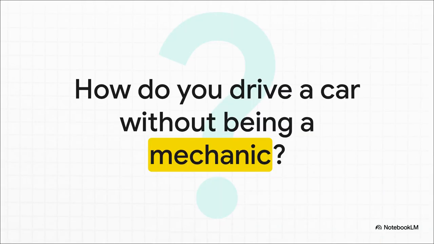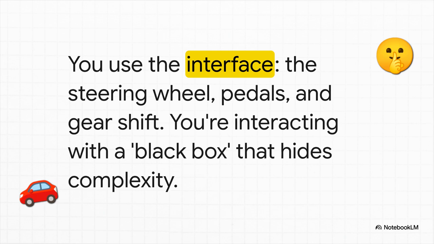Let's start with a question that, believe it or not, gets right to the heart of this whole thing. How do you drive a car without being a mechanic? I mean, think about it. You don't need to know a single thing about internal combustion or gear ratios to pop over to the store, right? Of course you don't. You just use the interface. The steering wheel, the gas pedal, the brakes. These simple controls let you operate an incredibly complex machine. All that magic is happening under the hood, but you don't need to see it. In programming, we call this a black box, and it's an absolutely essential idea for building good software.